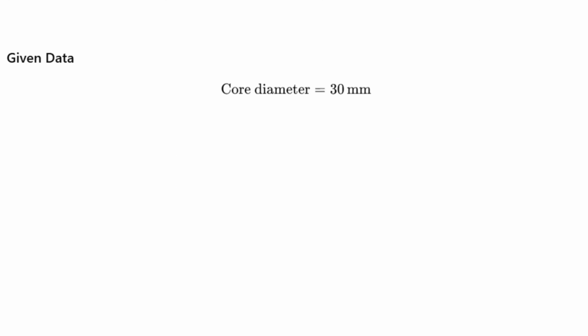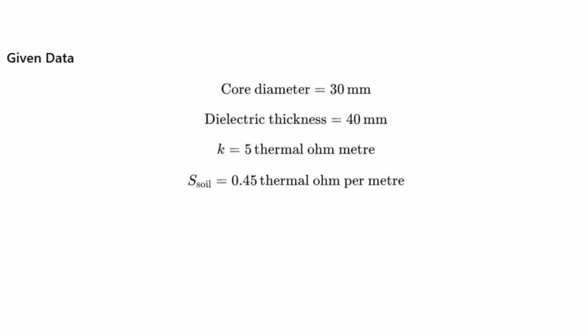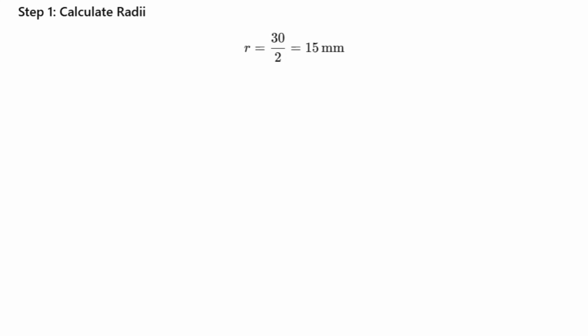Now let's solve the example as shown on the screen. A single core cable is laid underground. Its core diameter is 30 mm, and the insulation or dielectric thickness is 40 mm. The thermal resistivity of the insulation is 5 thermal ohm meter. The thermal resistance between the sheath and the ground surface is 0.45 thermal ohm per meter. The electrical resistance of the cable is 110 micro ohm per meter, and the permissible temperature rise is 55 degrees Celsius.